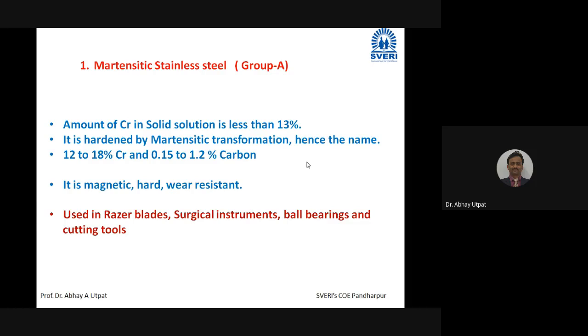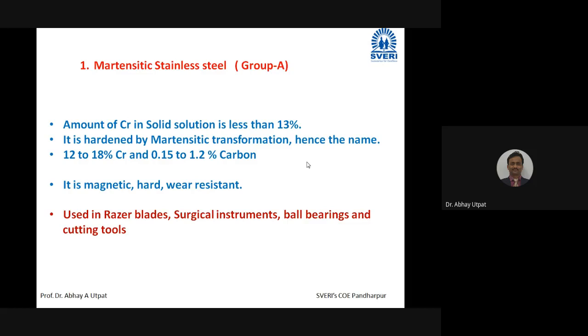But if you cool it fast, that is water quenching or oil quenching, immediate cooling will not give time for formation of BCC and the mixture of BCC plus orthorhombic. Instead, that FCC is converted into BCT, body centered tetragonal, and that is called martensite, which is very hard. So this steel is nothing but martensitic stainless steel, in which martensite transformation is made by the hardening process, and hence the name martensitic stainless steel, categorized under group A.